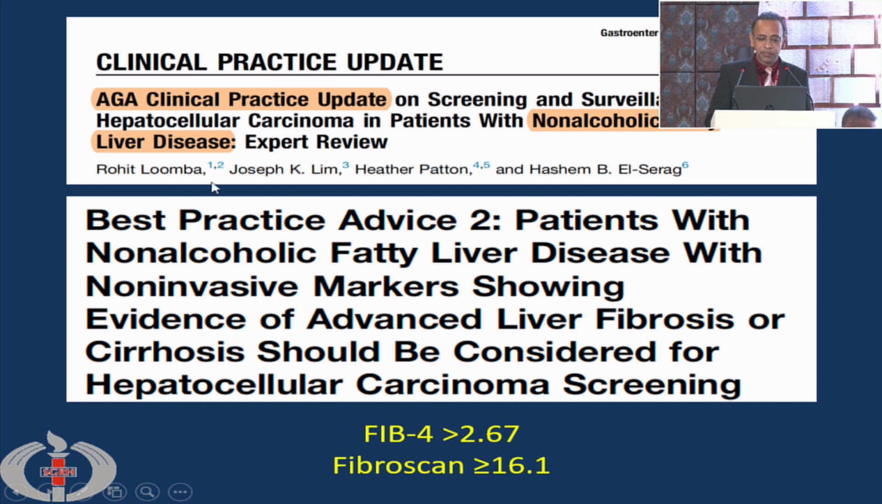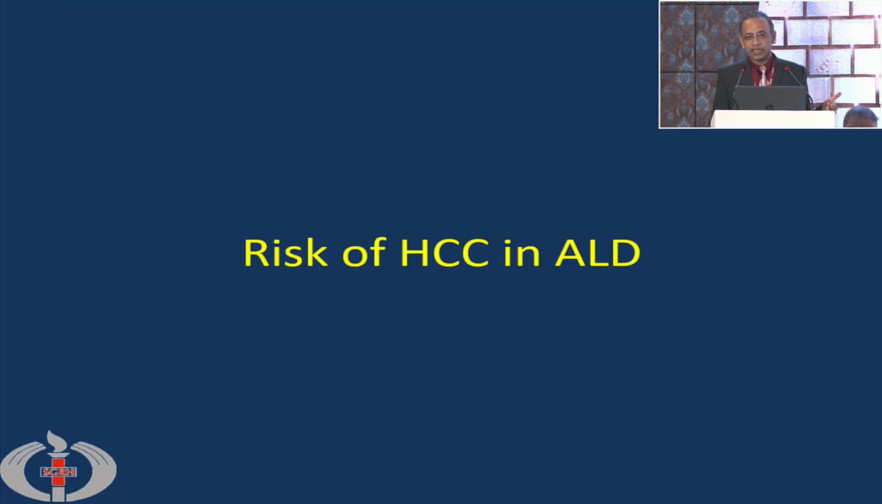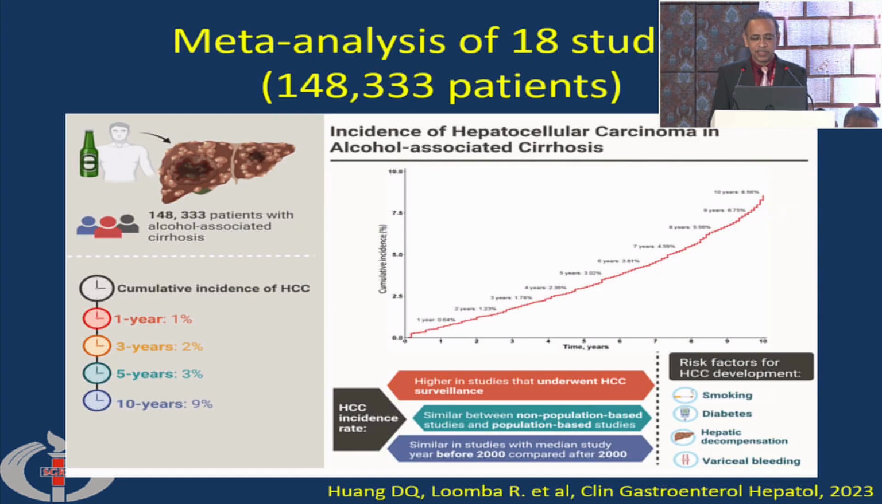The recently published AGA clinical practice guidelines have even mentioned that if non-invasive testing in NAFLD patients suggests advanced liver fibrosis, by way of FIB-4 being more than 2.67 or FibroScan more than 16, then these patients should be subjected to similar HCC surveillance as cirrhosis. Now let us look at HCC risk in alcoholic liver disease patients.